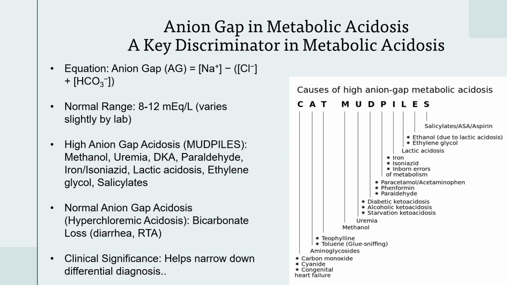Is the excess of hydrogen ion coming from an organic acid other than carbon dioxide? If that's the case, and the anion gap has gone beyond the normal limit, beyond 12 milliequivalents per liter, then that is metabolic acidosis caused by the anion gap.